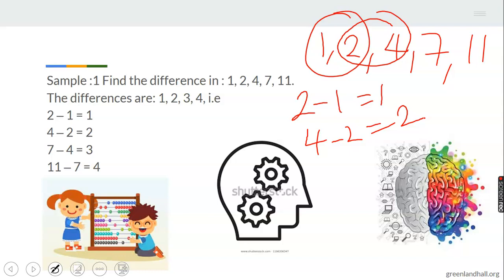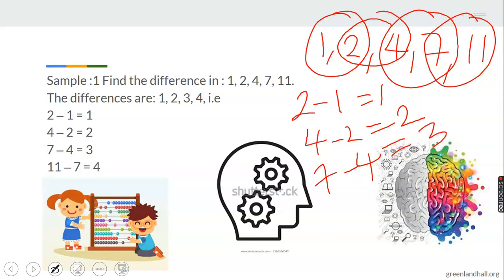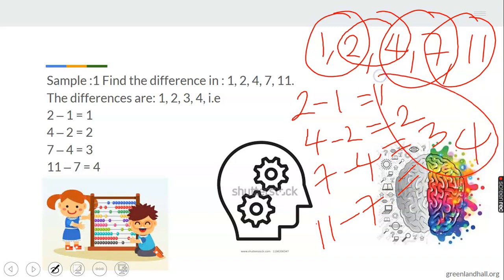I should have a 1 here. And now that made a common difference. But oops, no, it's not. So what's the difference between 4 and 7? That would be 7 minus 4. What would that give me, boys? 3. Great job. What's the difference between 11 and 7? That would be 11 minus 7. You already know that, isn't it? It's giving me 4. So the differences here are not common. They vary. Can you see what we talk about?